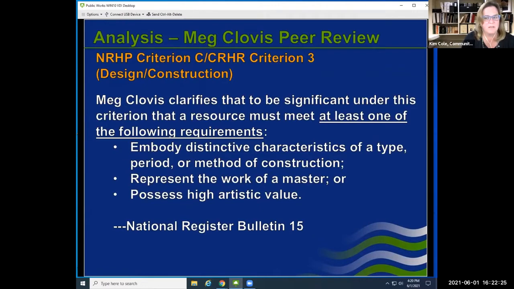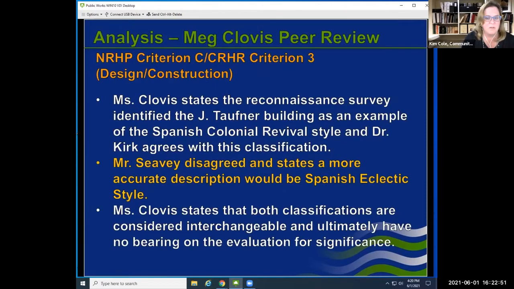Under Criterion 3 for design and construction, there's always discussion about which type of architecture the building represents, and that it must be significant under at least one of the following requirements. Does it embody distinctive characteristics of a type, period, or method of construction? Does it represent the work of a master, or does it possess high artistic value? There was some discussion whether it's Spanish colonial revival or Spanish eclectic style, but her concluding statement is that both classifications are basically considered interchangeable, and it ultimately has no bearing on the structure's significance. The clear conclusion was that these buildings do not exhibit those characteristics of Spanish colonial revival or Spanish eclectic style that would create a historically significant building.